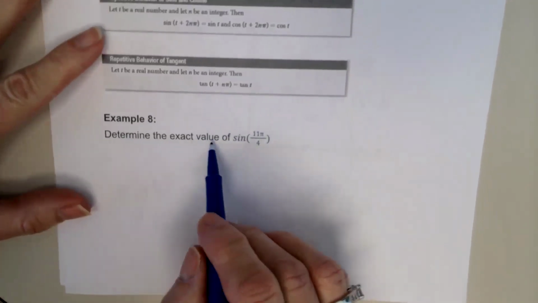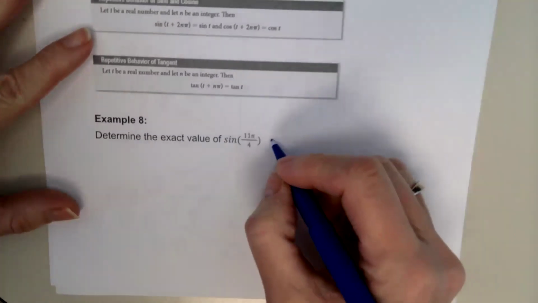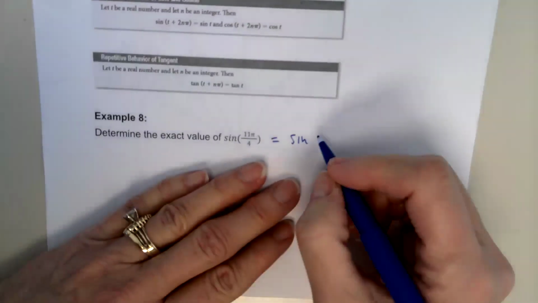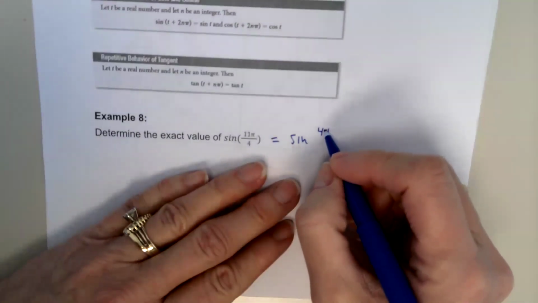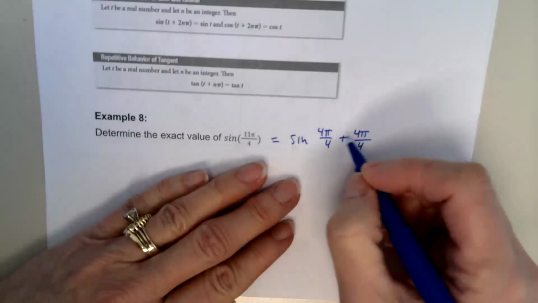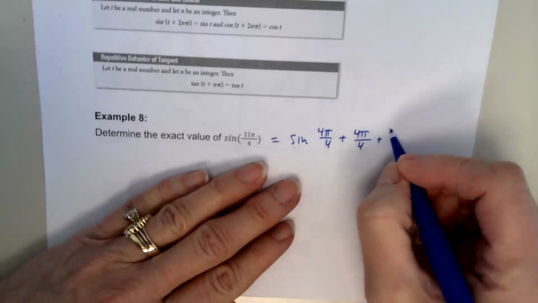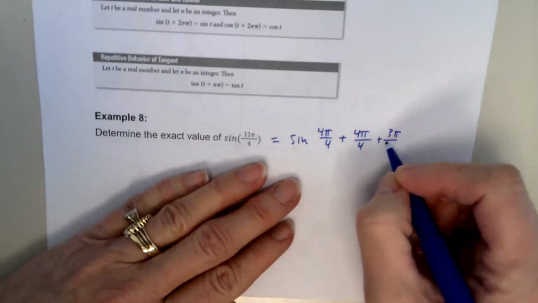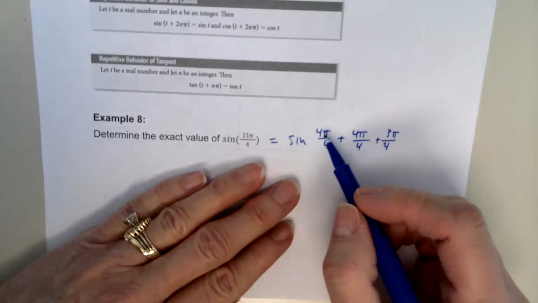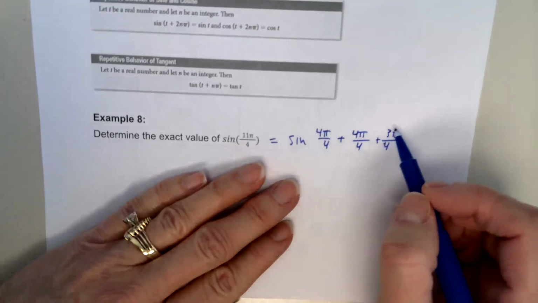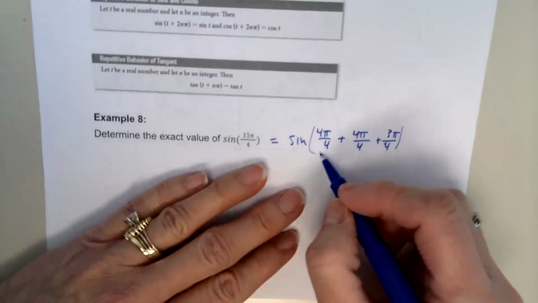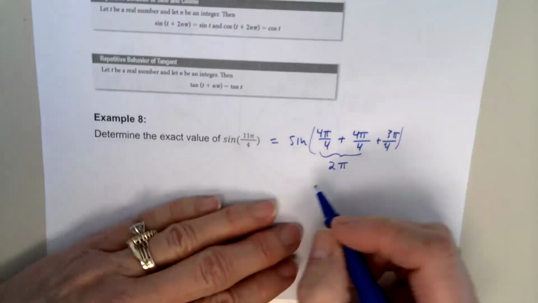So it says determine the exact value of sine of 11 pi over 4. So sine of 11 pi over 4, I can break that into 4 pi over 4 plus 4 pi over 4. That's 8 pi over 4. So then we have another 3 pi over 4. When we add them together, our denominators stay the same, 4, 4, 8, 9, 10, 11 pi. So this is 2 pi here, right?